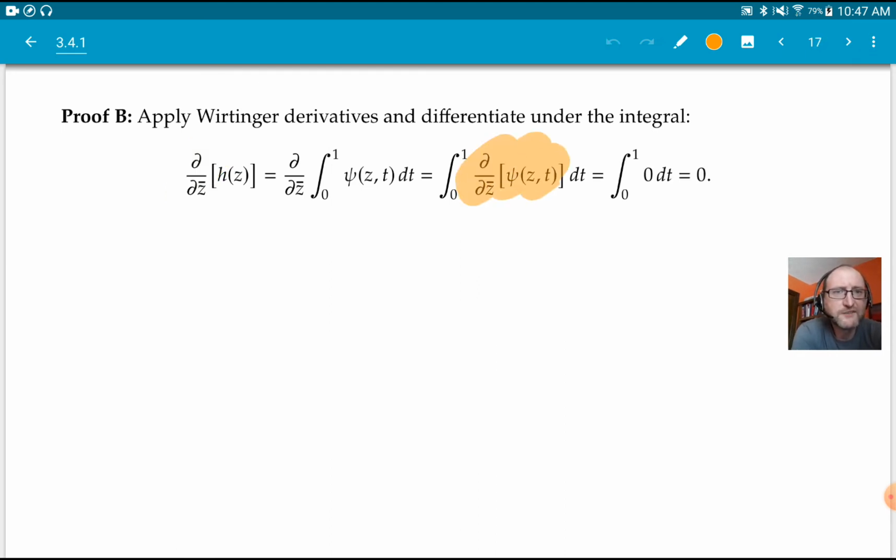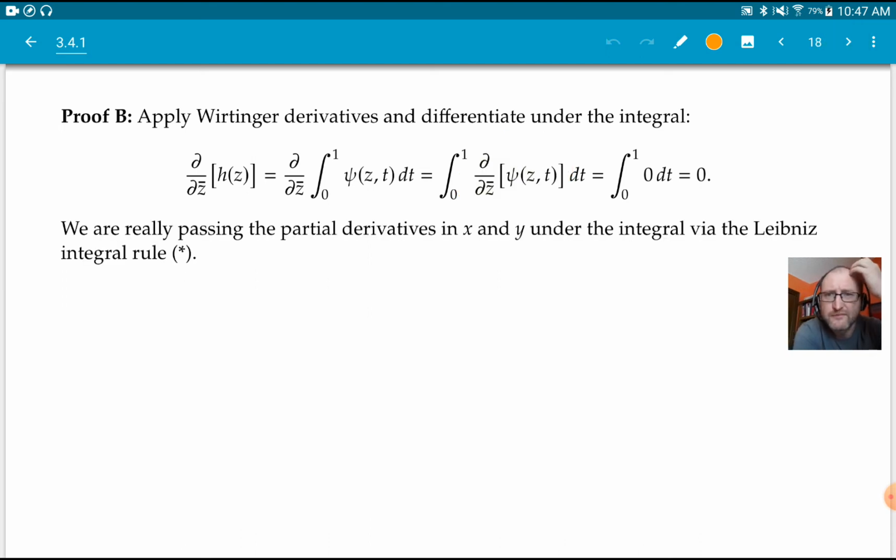Okay, so then this is zero because C is holomorphic for every t, right? Now, we're really passing the x and the y derivatives underneath, and well, we know that those exist, but we don't know that they're continuous, right? So can we actually apply Leibniz?